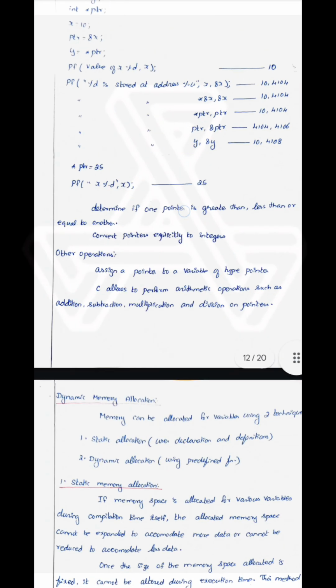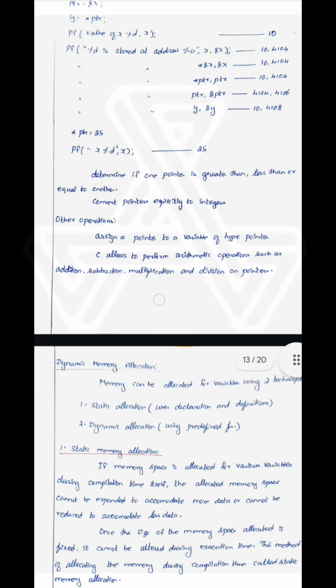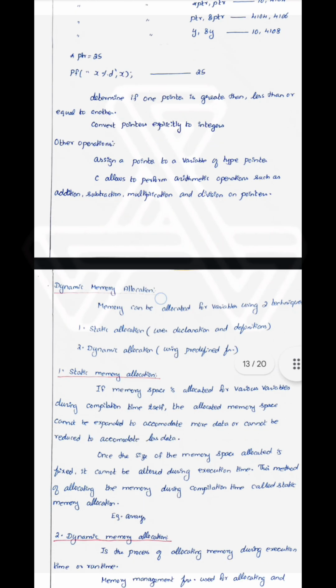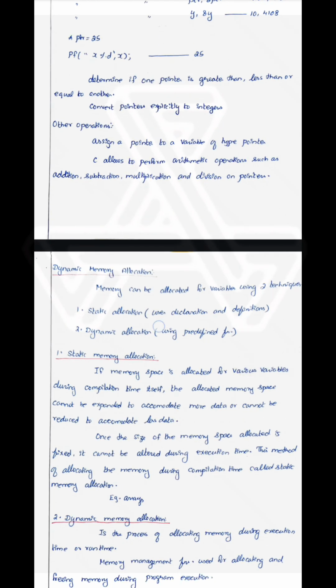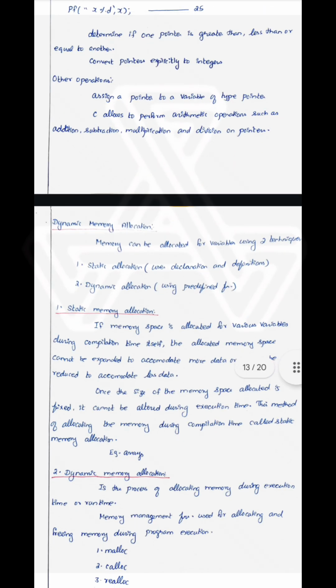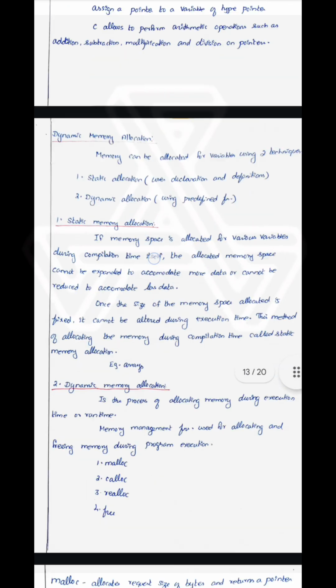Other operations: determine if one pointer is greater than, less than, or equal to another. Convert pointers explicitly to integers. Assign a pointer to a variable of type pointer. C allows arithmetic operations such as addition and subtraction on pointers.